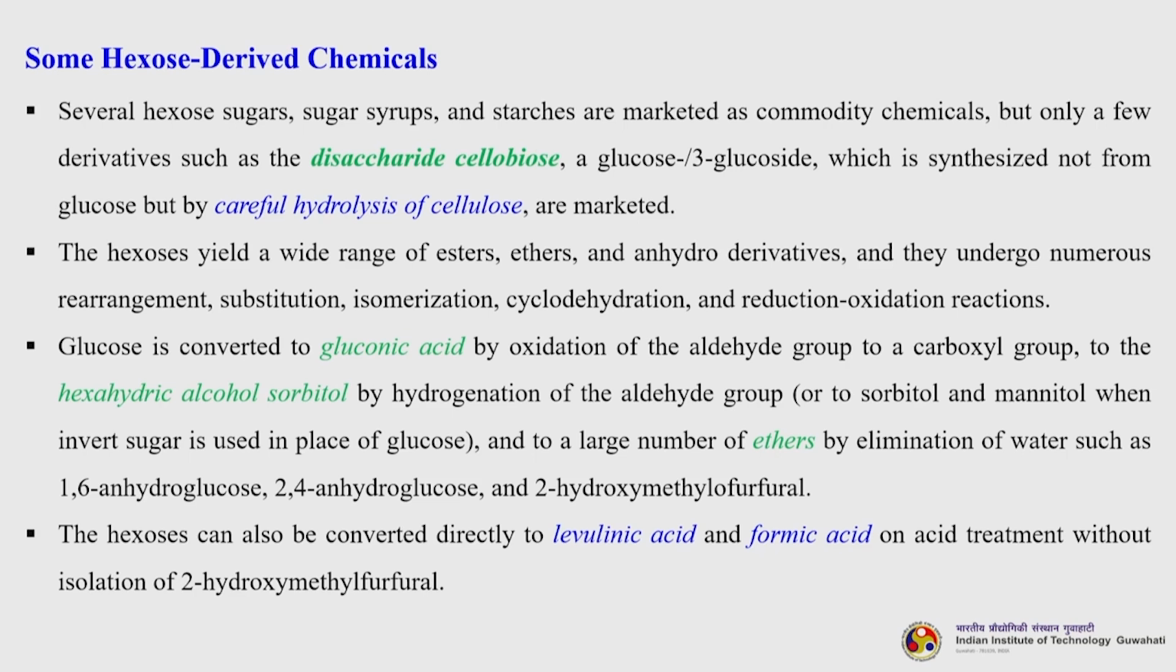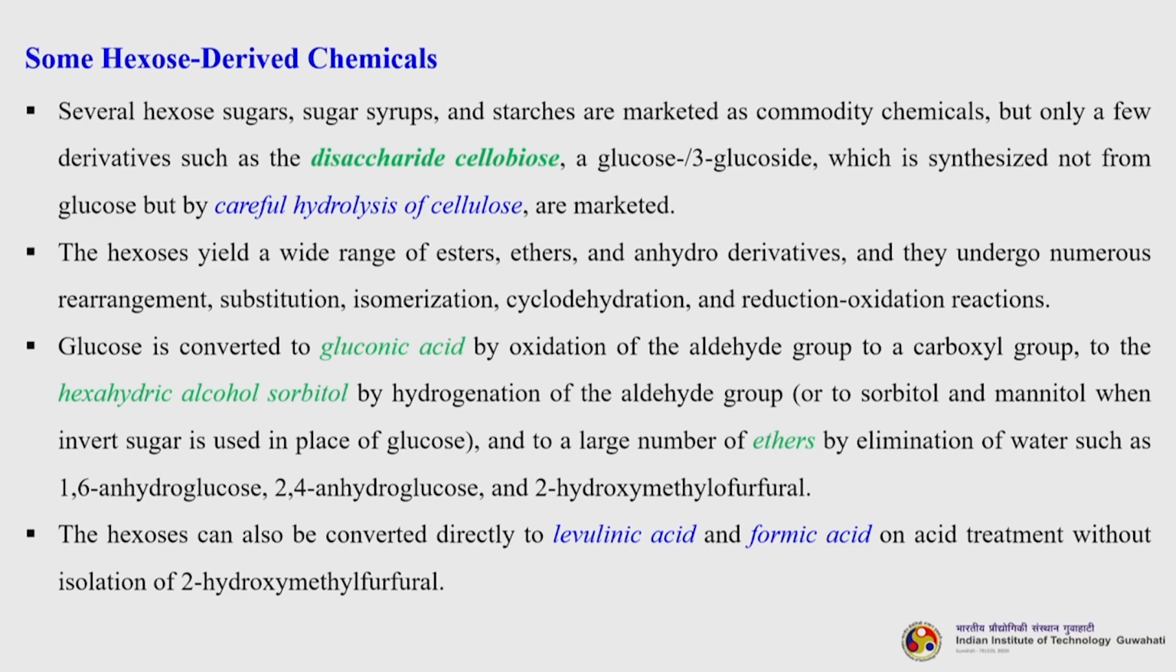Glucose is converted to gluconic acid by oxidation of the aldehyde group to a carboxylic group, and to the hexahydric alcohol sorbitol by hydrogenation of the aldehyde group, or to sorbitol and mannitol when invert sugar is used in place of glucose. Then to a large number of ethers by elimination of water, such as 1,6-anhydroglucose, 2,4-anhydroglucose, 2-hydroxymethyl porphyryl.